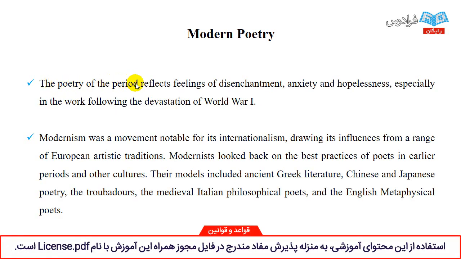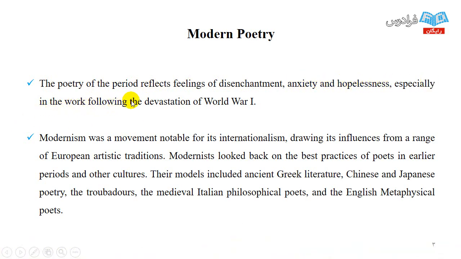The poetry of the period reflects feelings of disenchantment, anxiety, and hopelessness, especially in the work following the devastation of World War I. One of the most important features of modernism is its internationalism. Modernists looked back on the best practices of poets in earlier periods and other cultures. Their models included ancient Greek literature, Chinese and Japanese poetry, the troubadours, the medieval Italian philosophical poets, and the English metaphysical poets.